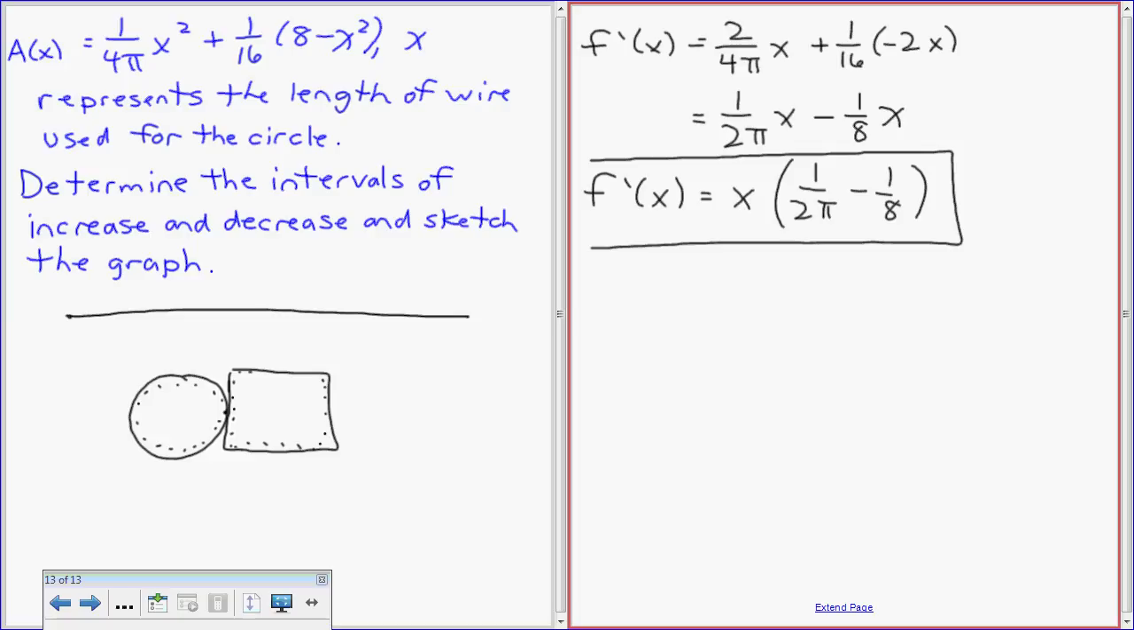So, let's do our intervals now. We're going to have an x is all we have, x bracket 1 over 2 pi minus 1/8. Test overall.